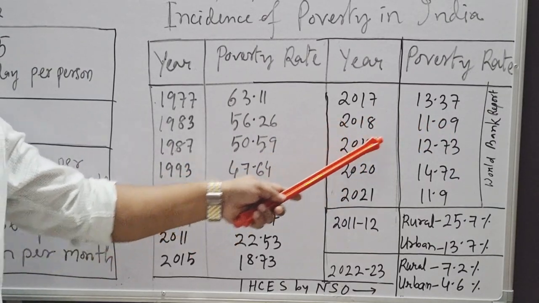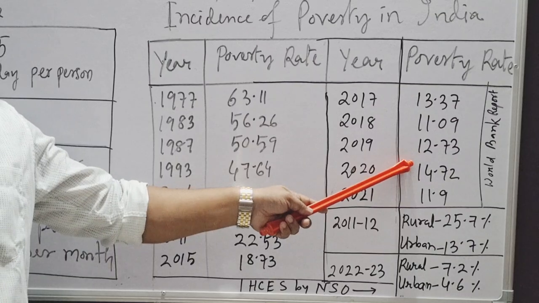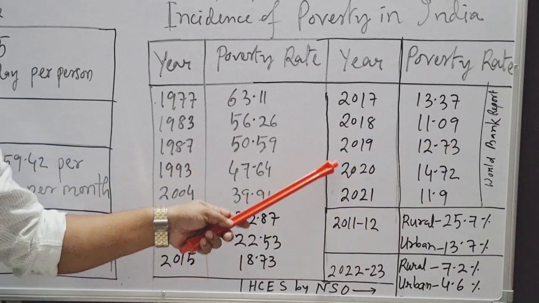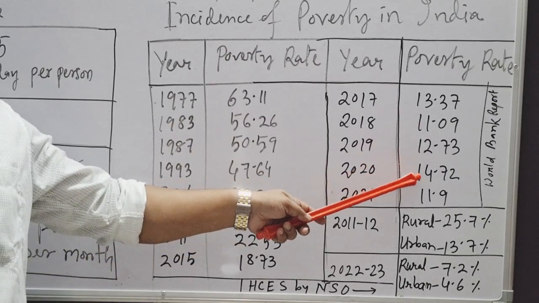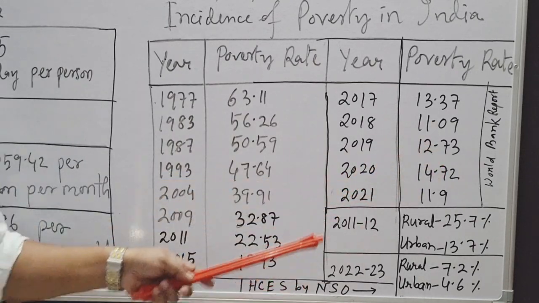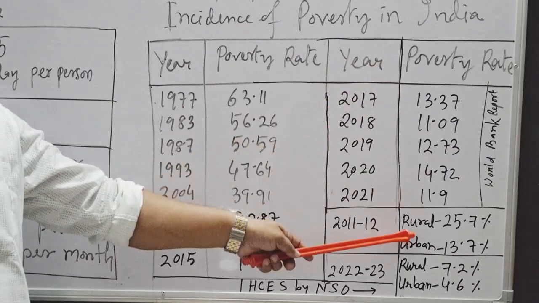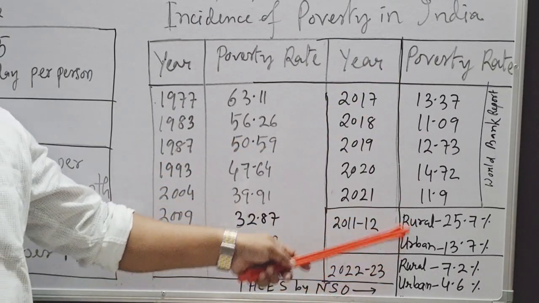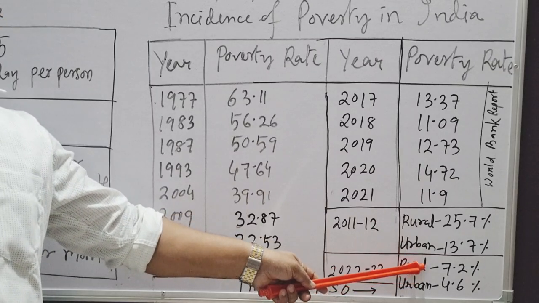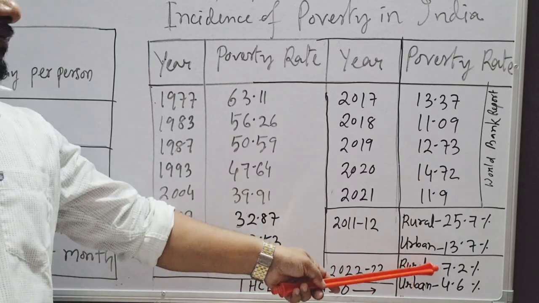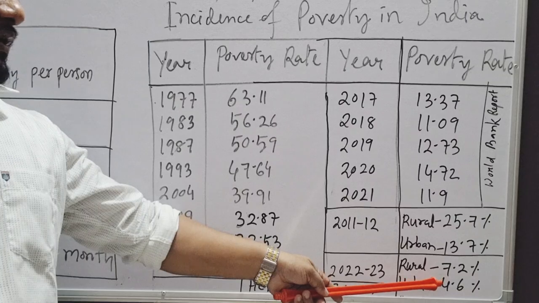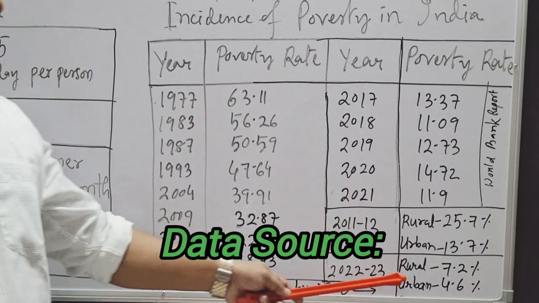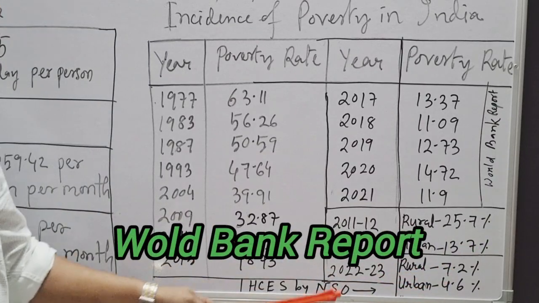But in 2019 it slightly increased from 11.09 to 12.73. Again in 2020 it further increased to 14.72. However, in 2021 it again declined to 11.9, and in 2022-23 it declined very significantly to an average of 4.5% of the total population, with 7.2% in rural areas and 4.6% in urban areas.